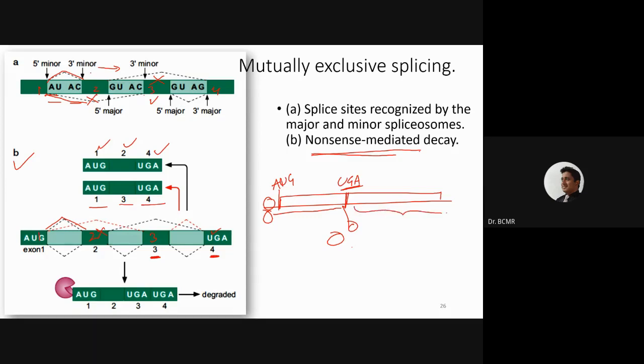Then this part of the mRNA is not occupied by ribosomes. And in that case, what happens is exonucleases take up and will cleave it, and the mRNA is degraded. That is referred to as nonsense mediated decay. We will see those in greater detail in a later class.